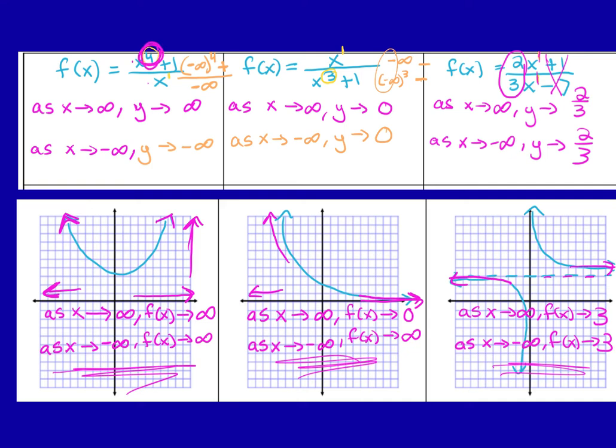So bigger number on top, we've got our infinity. Bigger number on the bottom, we've got 0. And if it's the same, you look at the leading coefficients.